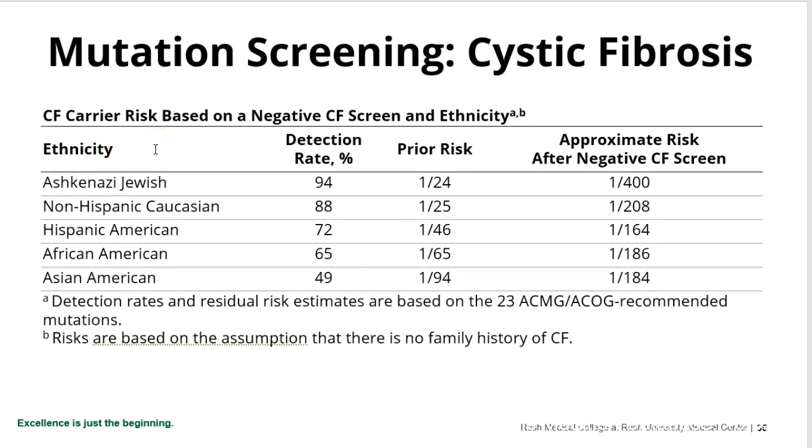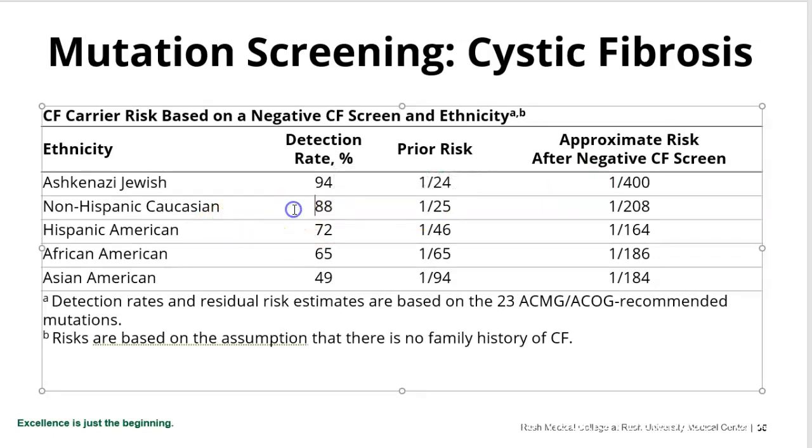So there are three actually common mutations in both the Ashkenazi Jewish and the Caucasian population, and one of them is the Delta F508. In the Ashkenazi Jewish population, which is a small inbred population, 94% of individuals of Ashkenazi Jewish descent would be identified using common mutations. So even though the risk before testing is really high, 1 in 24 individuals of Ashkenazi Jewish descent are a carrier for CF, if they're negative for the testing, their risk drops to 1 in 400, which is actually the lowest. In Caucasians, there's only an 88% detection rate.